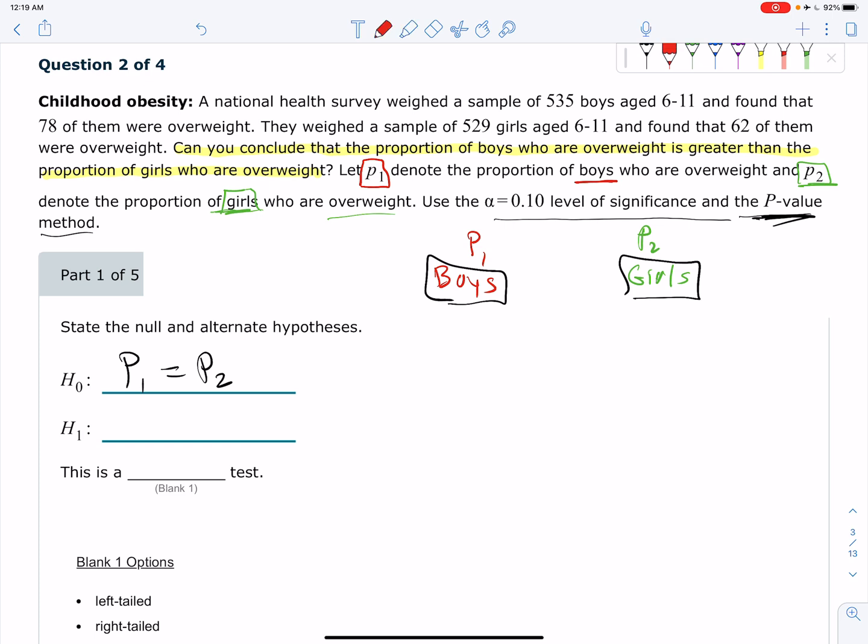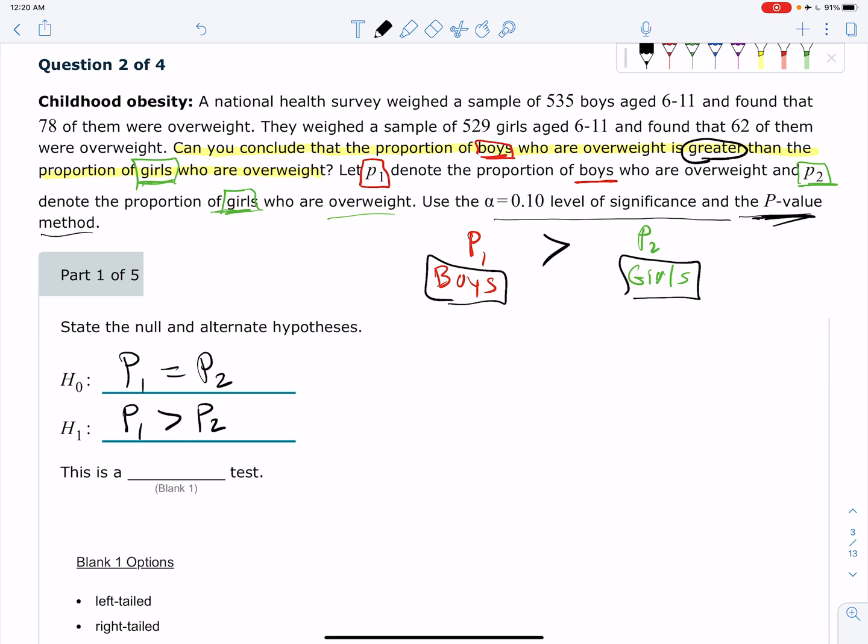So can you conclude that the proportion of boys, that's P1, who are overweight is, and there's the key word, greater than the girls, who are the green? Can you conclude that P sub 1 is greater than P sub 2?